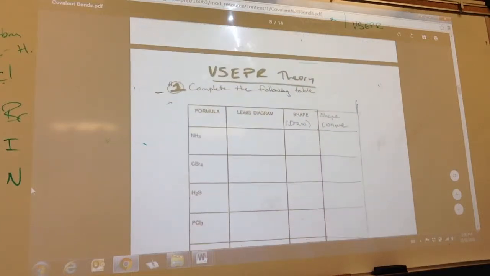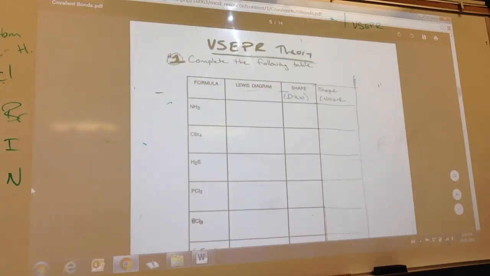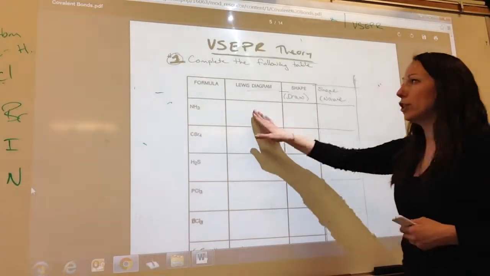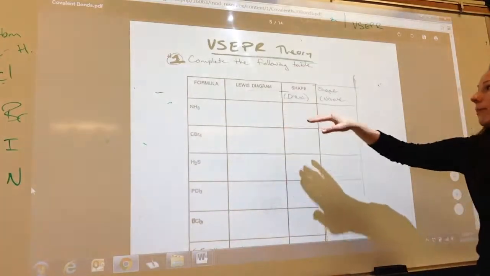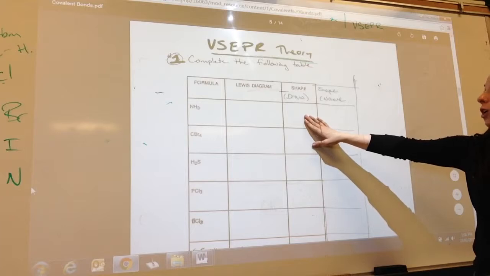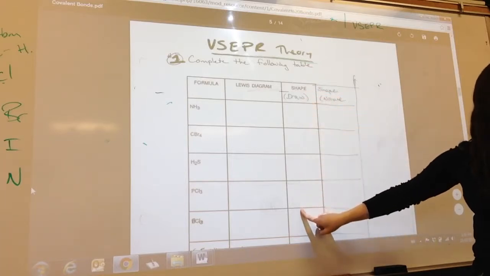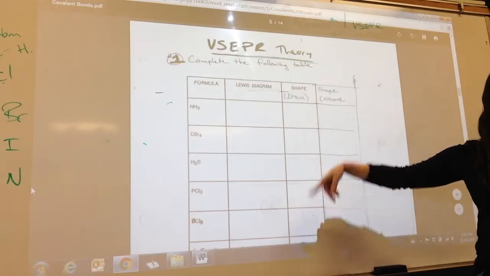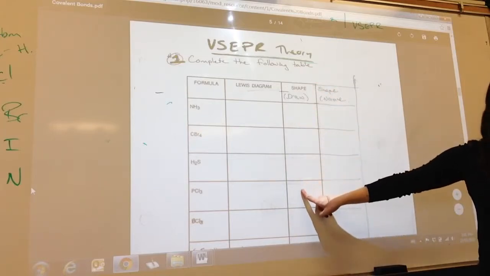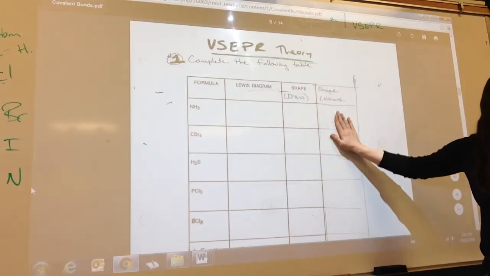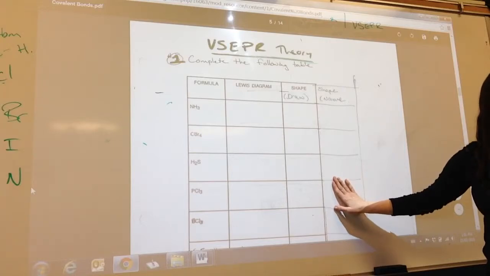Okay, so to practice, here's this sheet. You're going to draw the Lewis diagram. That's the dot diagram. Then I want you to draw the shape. That means I need dashes and wedges if it has dashes and wedges. Okay, if it's supposed to look like a Y, it looks like a Y, etc. And then you name the shape on this column.